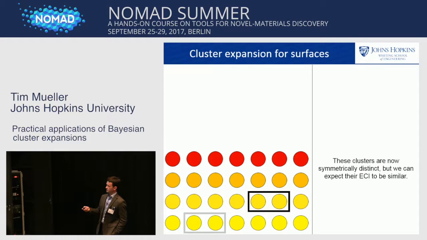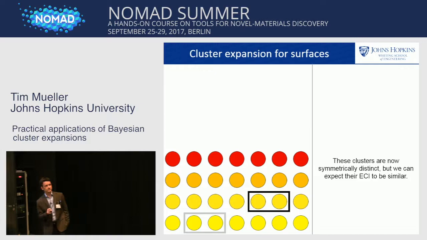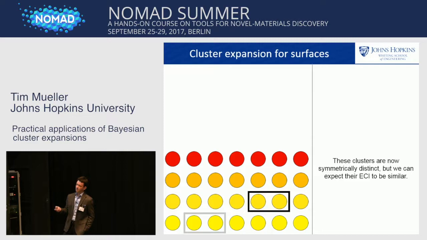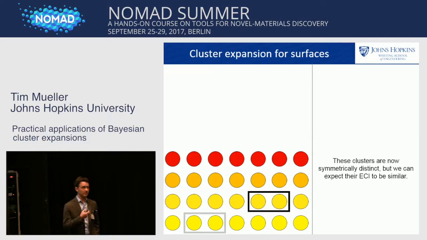Because say, you know, these two clusters, so this is a nearest neighbor pair 3 layers below the surface, and this is a nearest neighbor pair 4 layers from the surface. Those are symmetrically distinct in a surface. But physically, we would expect the interactions between this pair of atoms and this pair of atoms to be similar, right? In a situation where A and B want to be next to each other here, A and B are probably going to want to be next to each other here as well. And so we take advantage of this fact and we say, okay, we know that these corresponding coefficients, the ECI, are going to be different for these two clusters, but they're probably going to be close.